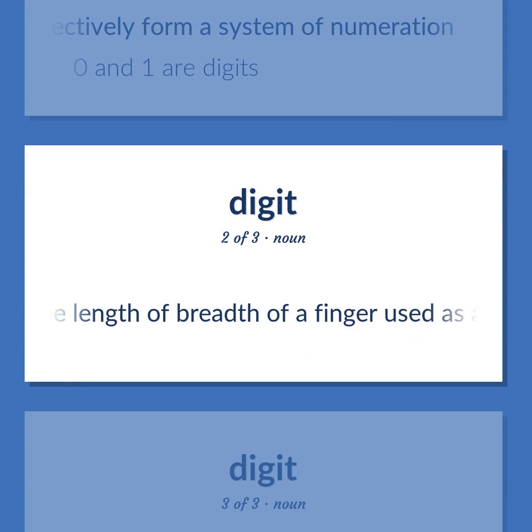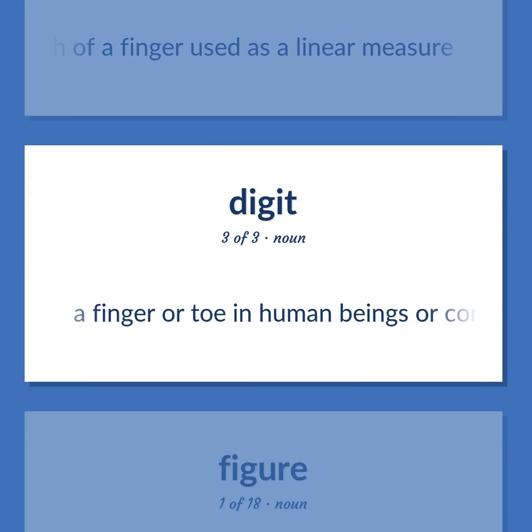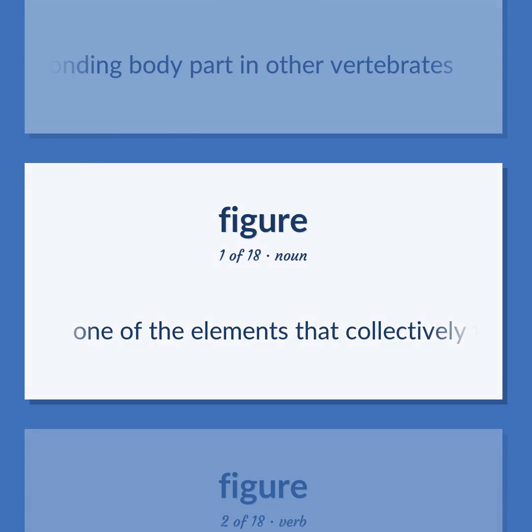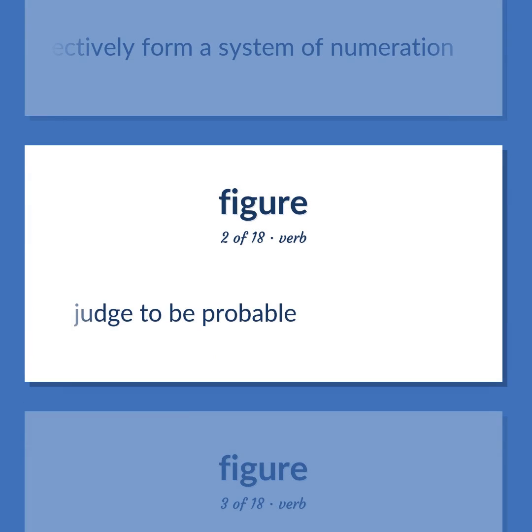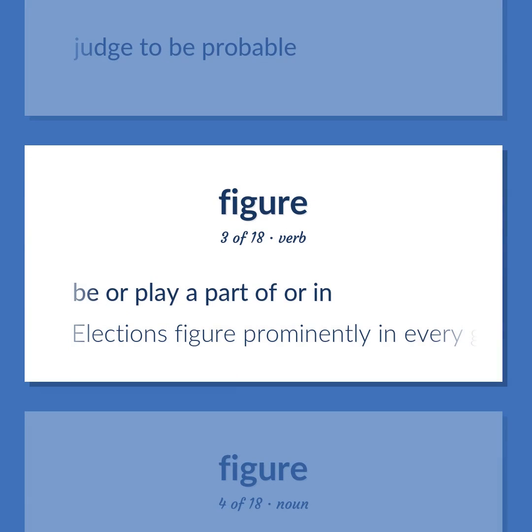The length or breadth of a finger used as a linear measure. A finger or toe in human beings or corresponding body part in other vertebrates. One of the elements that collectively form a system of numeration. Judged to be probable. Be or play a part of or in. Elections figure prominently in every government program.